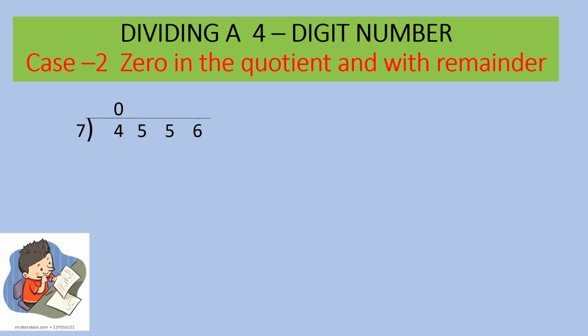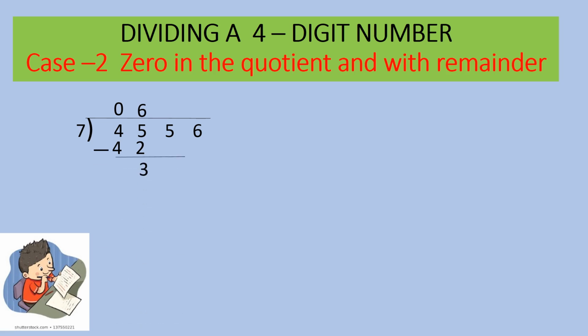Now we have to group it. 4 and 5 together, 45. In 45, how many 7's are there? You know that 6 7's are 42. So put 6 just above 5. Okay, 6 7's are 42. Now what is the remainder? That is 3. Isn't it?